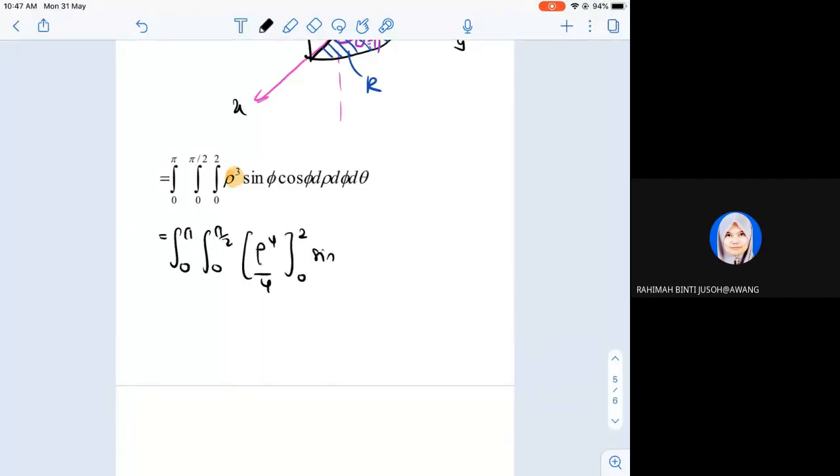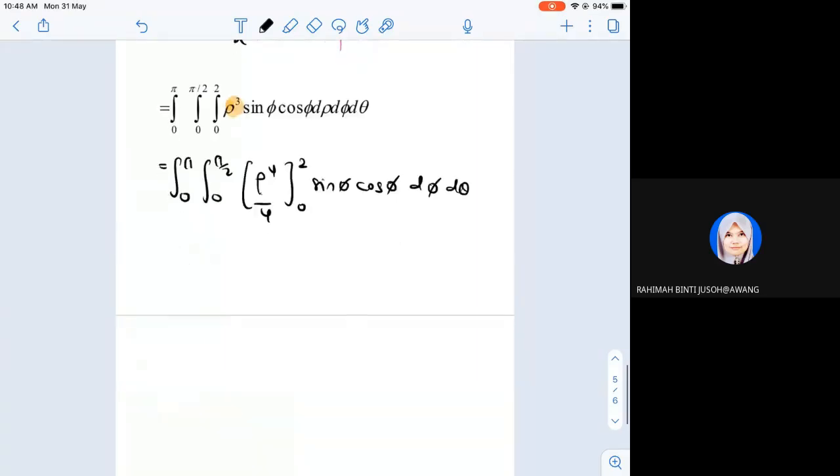So this is sine phi, cos phi, just copy it down here. D phi d theta. Okay, so 2 to the power of 4 is 16. 16 divided by 4 should be 4 again. So 4 can be taken out, just a constant. So you all dapat ini. Okay, now sine phi, cos phi.